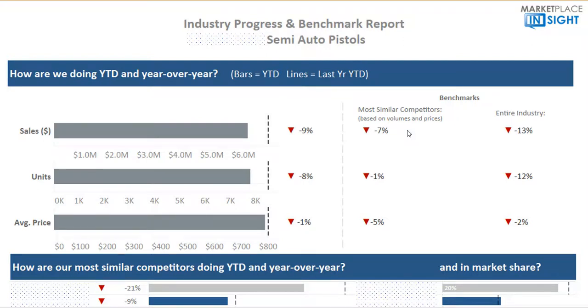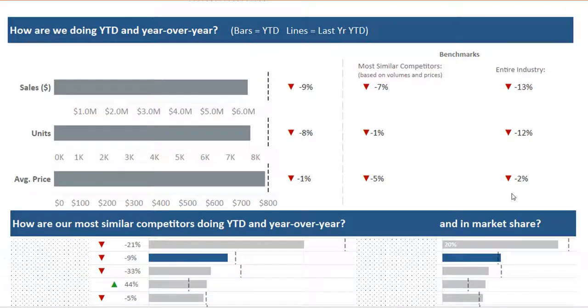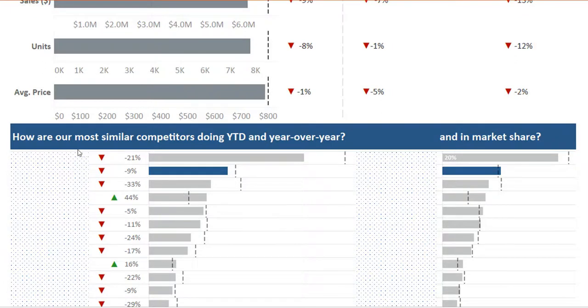To get the numbers of the whole industry from the largest to the smallest, that's contained here in the entire industry. So as we scroll down, we can see who each of the most similar competitors would be. Again, I've blurred them out for this video, but we can see very quickly who's down, who's up, and by how much.